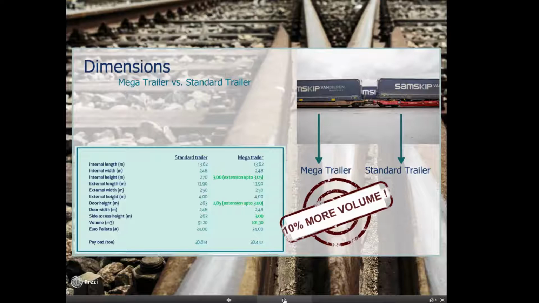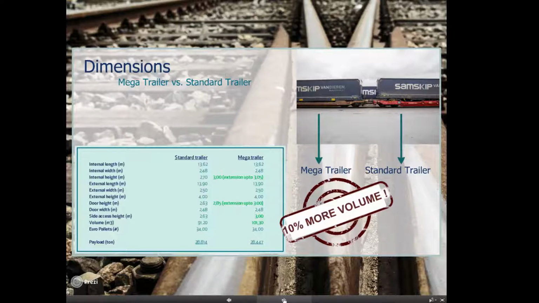What is interesting in this table is that whereas the door height of a standard trailer is 2.63 meters, which can easily be extended to 2.7 meters, the mega trailer has a standard door height of 2.85 meters, which, with a simple adjustment, can be extended to 3 meters. Therefore, the effectiveness during loading and unloading is maximized. Side access for a mega trailer is also 3 meters, since the rooftop of the mega trailer can be lifted at all sides of the trailer.